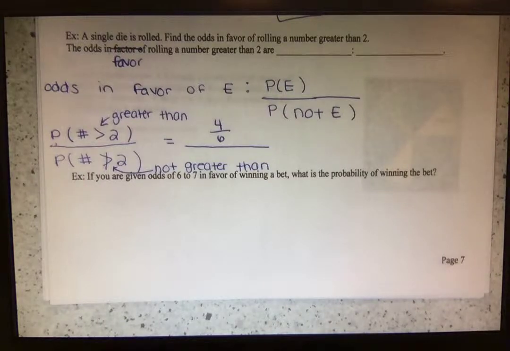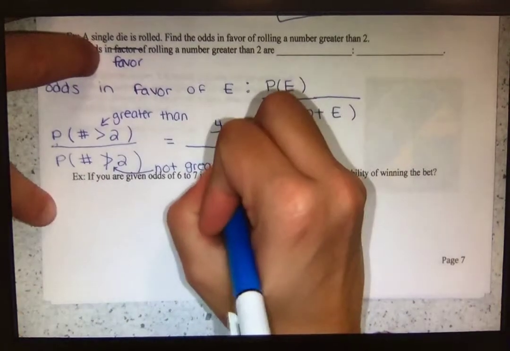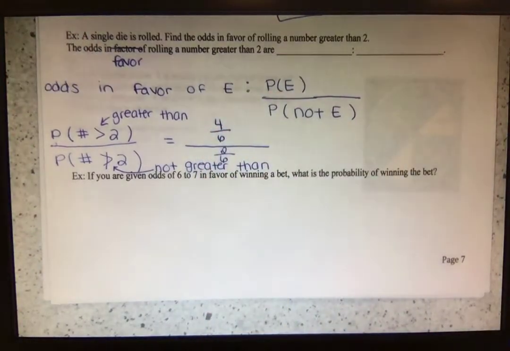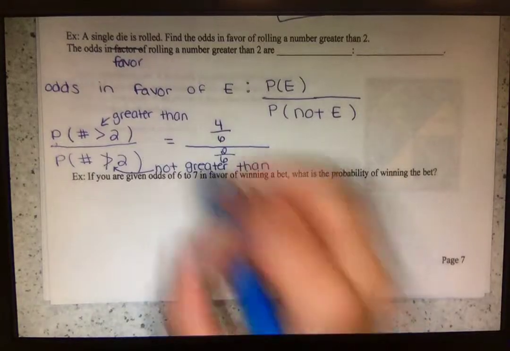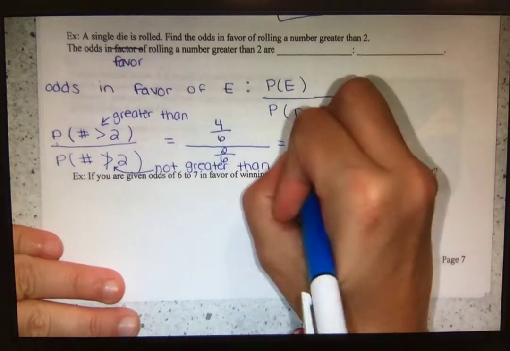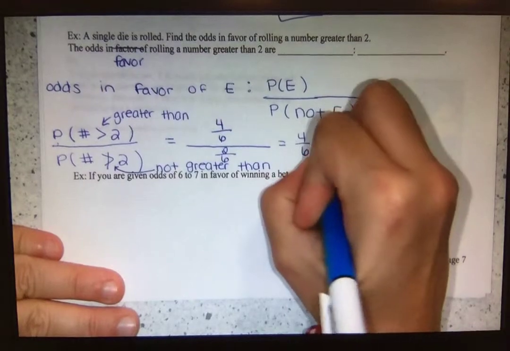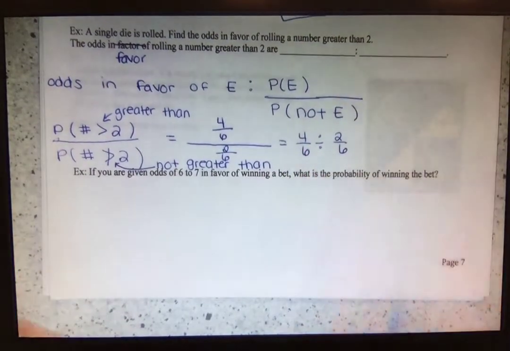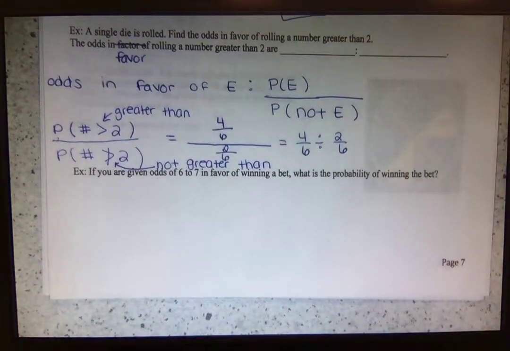Out of our 6-sided die, how many numbers are not bigger than 2? 1 and 2. So we have 2 out of our 6 total. So we're dividing fractions. This fraction bar means we're dividing fractions. So I can rewrite it as 4 over 6 divided by 2 over 6.